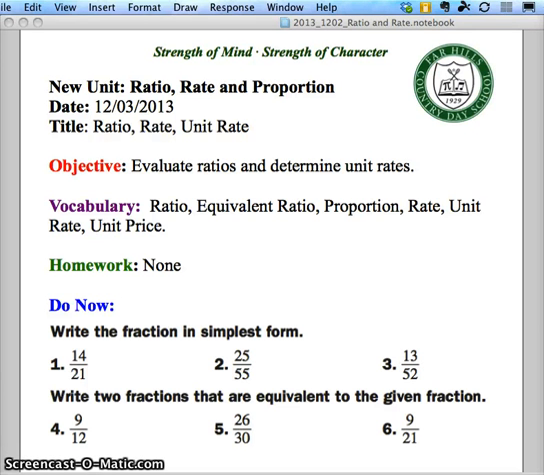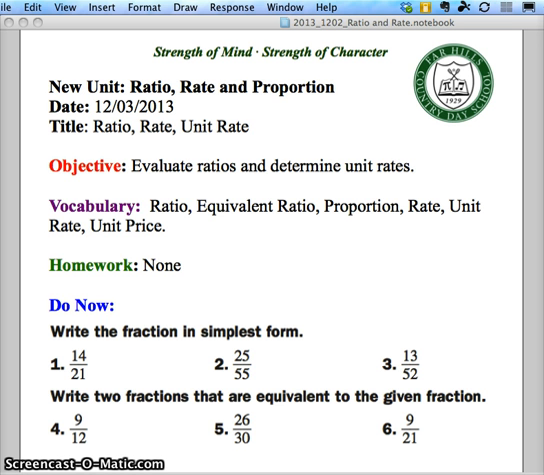Hi, this is Mrs. Larson, and this lesson is on ratio, rate, and unit rate using proportional reasoning. Since this is our first video lesson, you will need to take some additional notes on how to do a video lesson. First, you'll be looking at the information on the page and you would pause. Fill in the information in your notebook, including the objective, and complete the do now.